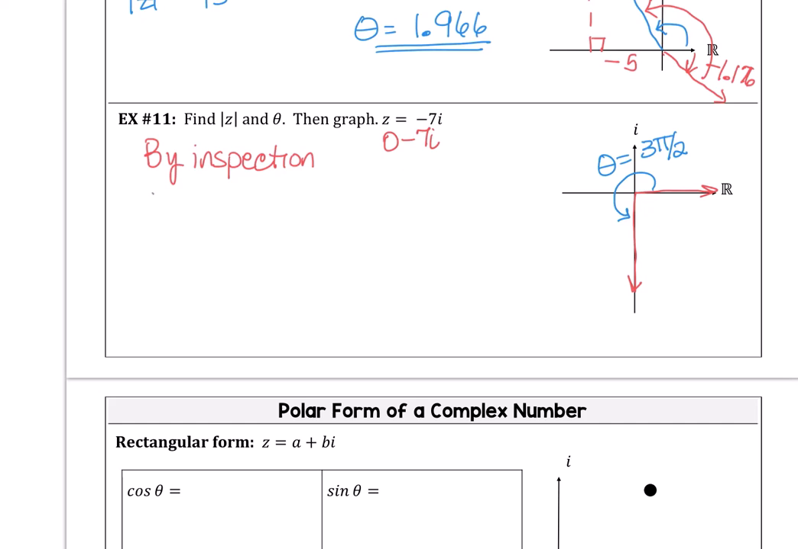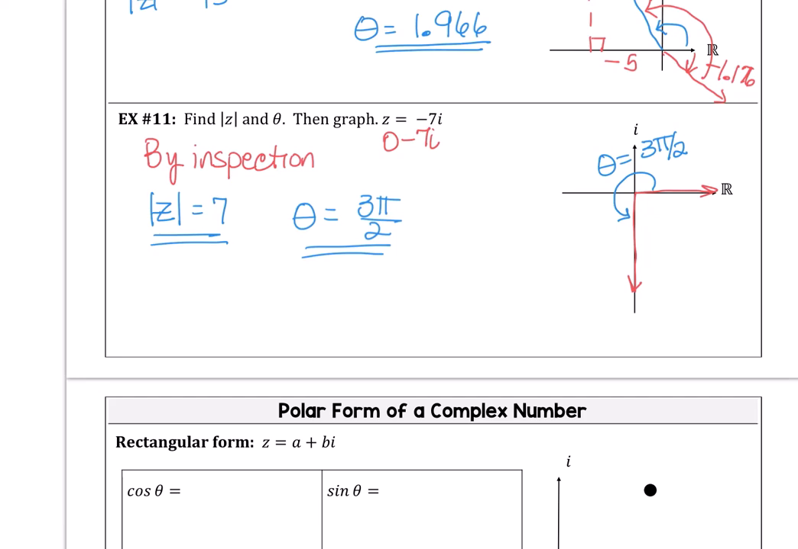So the magnitude, or the absolute value, is 7, and the angle is 3 pi over 2, or -pi over 2, if you want to answer that way.